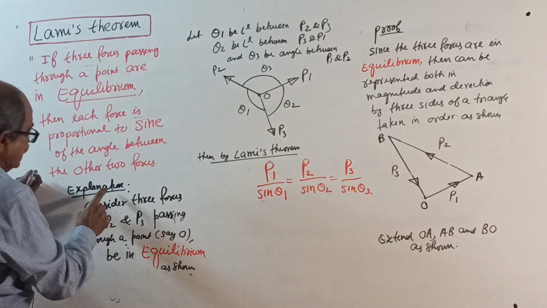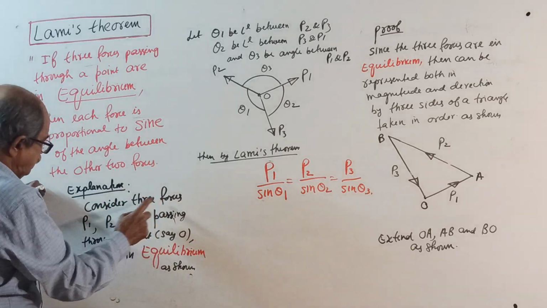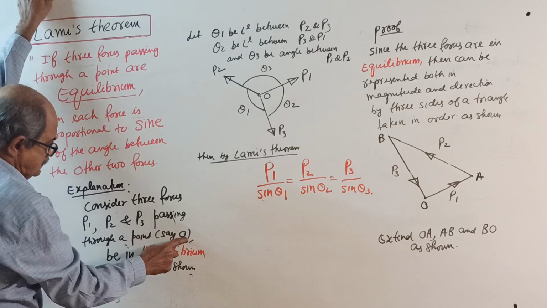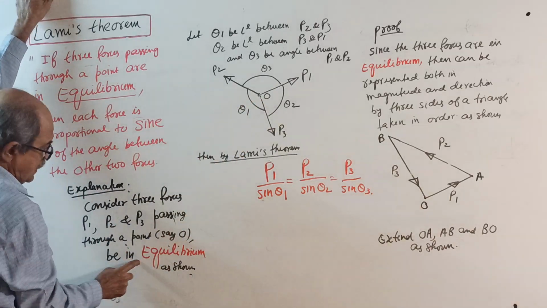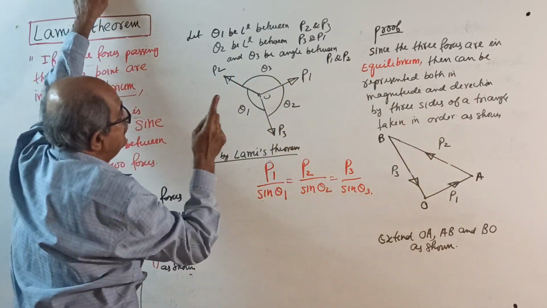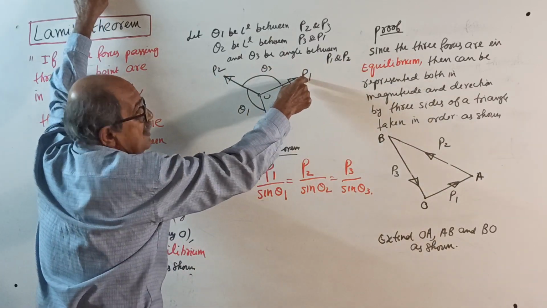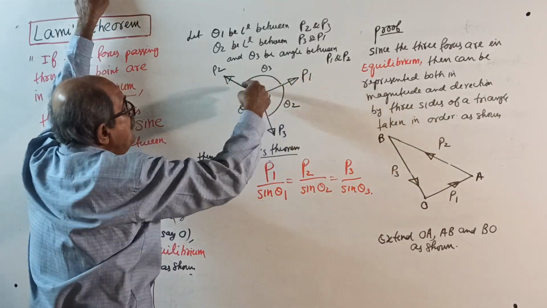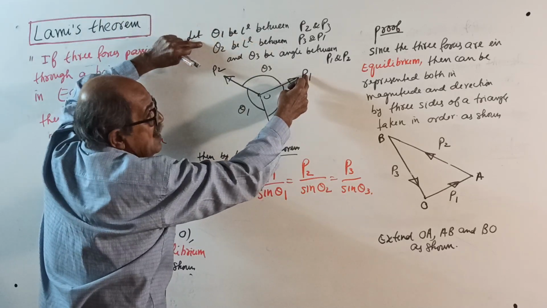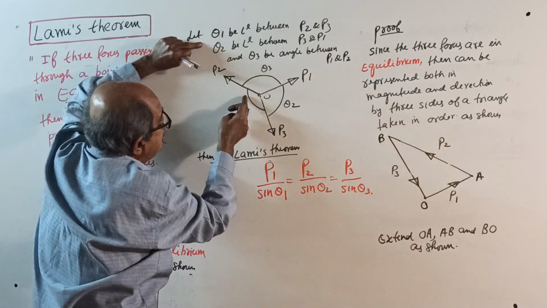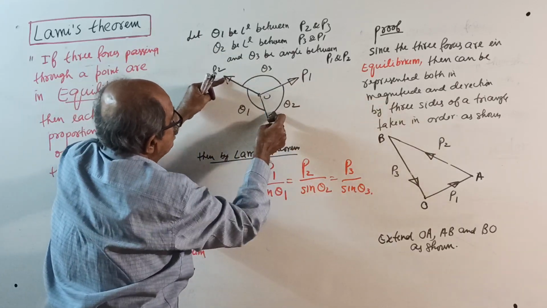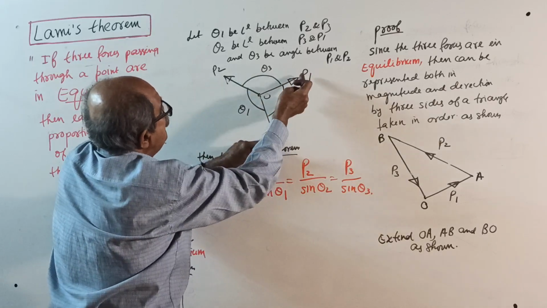Okay, now, explanation. Consider three forces P1, P2, P3 passing through a point O as shown. That point O is in equilibrium. Next, see correctly, for P1 you take the angle theta 1 between the other two forces. Make a note. For P1 the angle to be considered is between P2 and P3, theta 1. For P2, between P3 and P1, theta 2. For P3, theta 3 between P1 and P2.